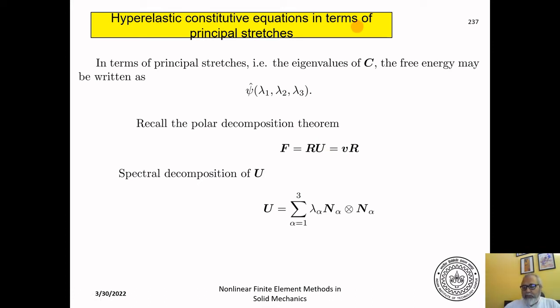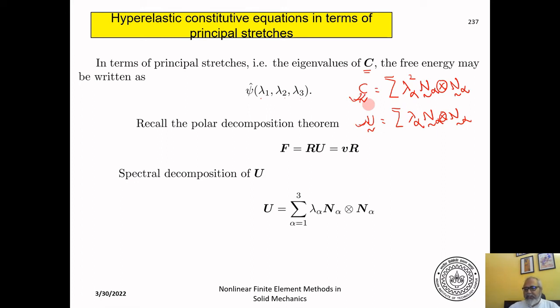Now likewise, for an isotropic, perfectly elastic material, the free energy density can also be expressed as a function of λ1, λ2, λ3, which are the eigenvalues of C. Let's say that's the case, and we know the form of this function. C is expressed in the spectral decomposition, where n alpha are the eigenvectors of C. U can obviously be written as the sum of λ alpha n alpha ⊗ n alpha. These are the spectral decompositions of C and U.